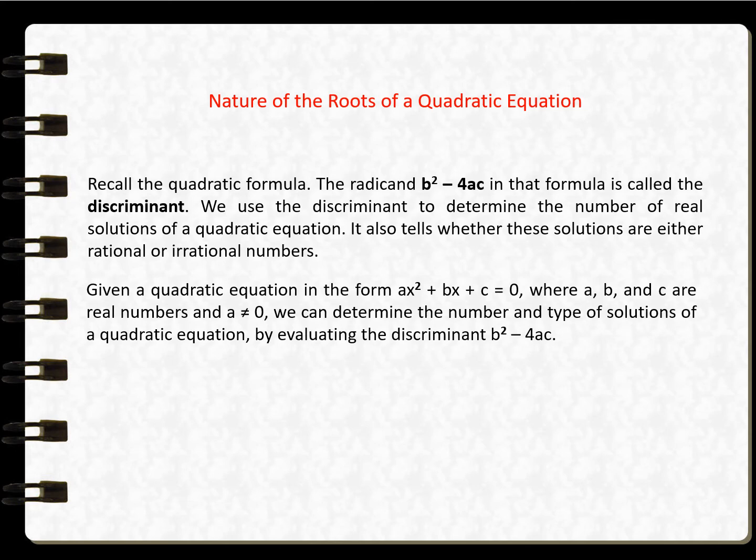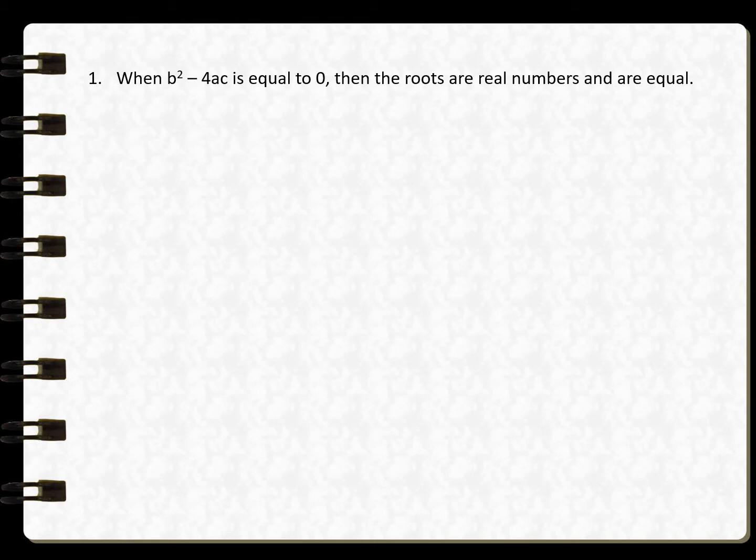Given a quadratic equation in the form ax squared plus bx plus c equals 0, where a, b, and c are real numbers and a is not equal to 0, we can determine the number and type of solutions of a quadratic equation by evaluating the discriminant b squared minus 4ac. When b squared minus 4ac is equal to 0, then the roots are real numbers and are equal.